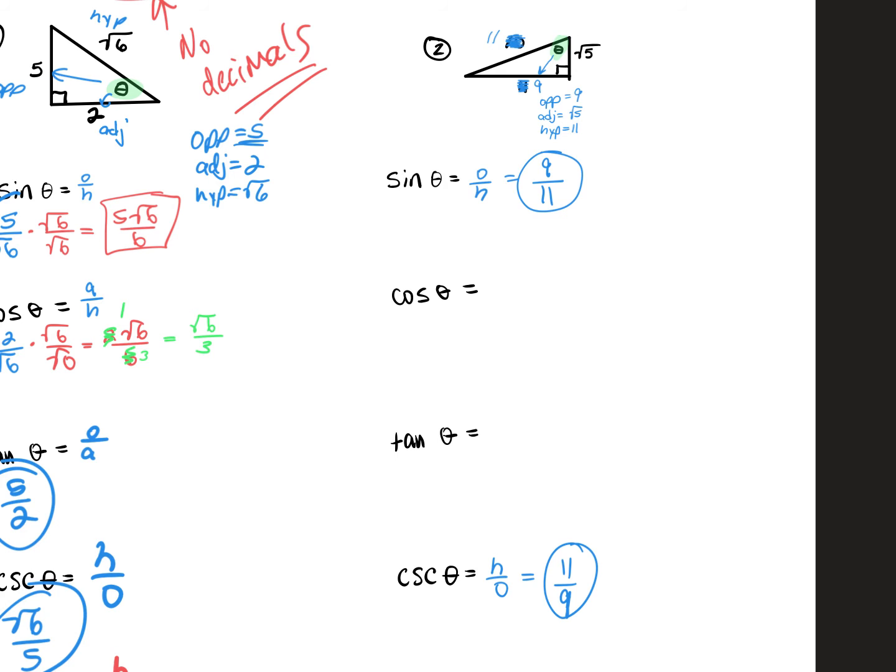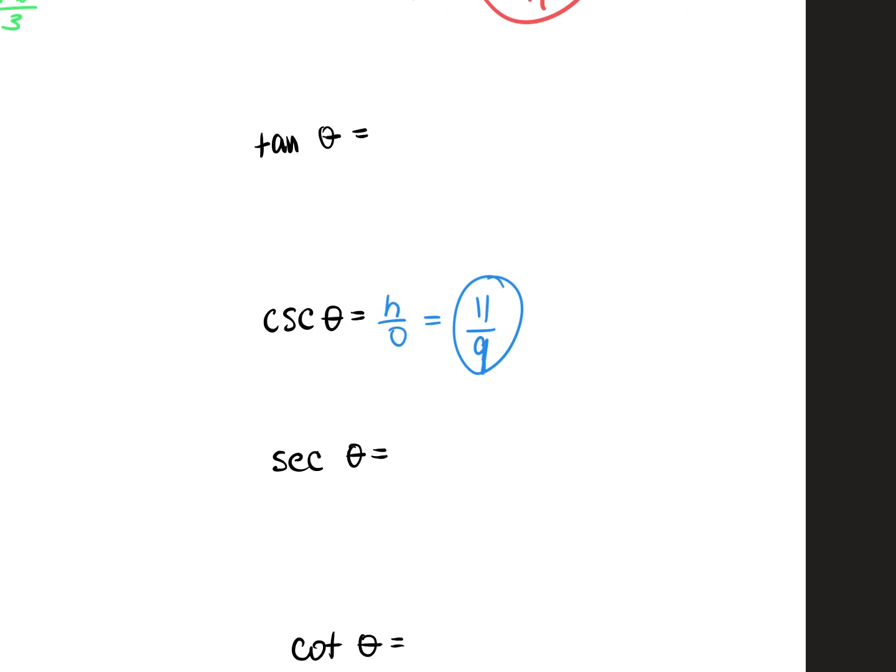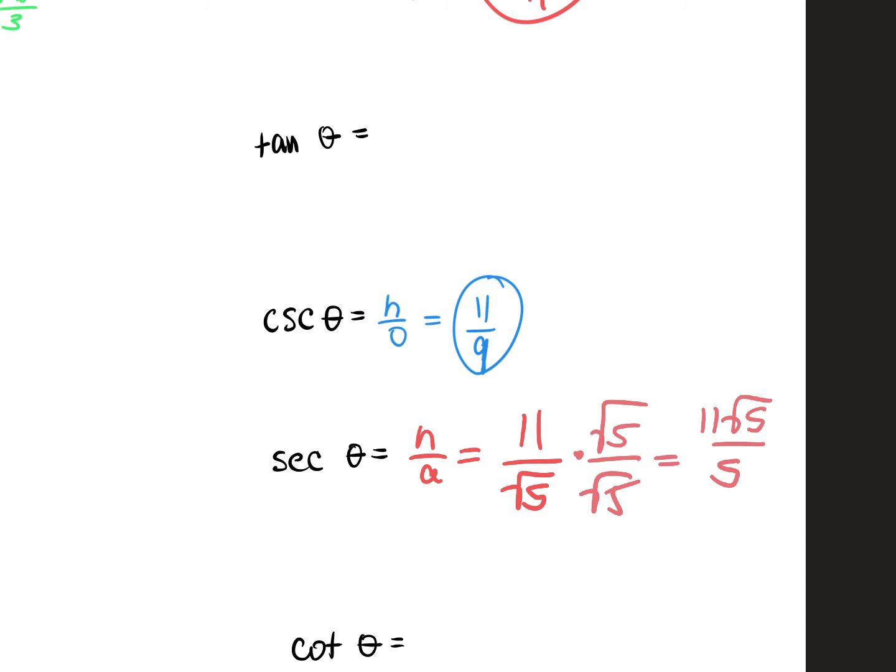Your cosine of theta. Cosine is adjacent over hypotenuse. Well, what's your adjacent side? The square root of 5 over your hypotenuse, 11. Is that okay? So cosine goes with secant. This would be hypotenuse over adjacent, so it's 11 over the square root of 5. What do we need to do? Rationalize. Square root of 5 on the bottom and the top. So it's 11 square root of 5 over 5.